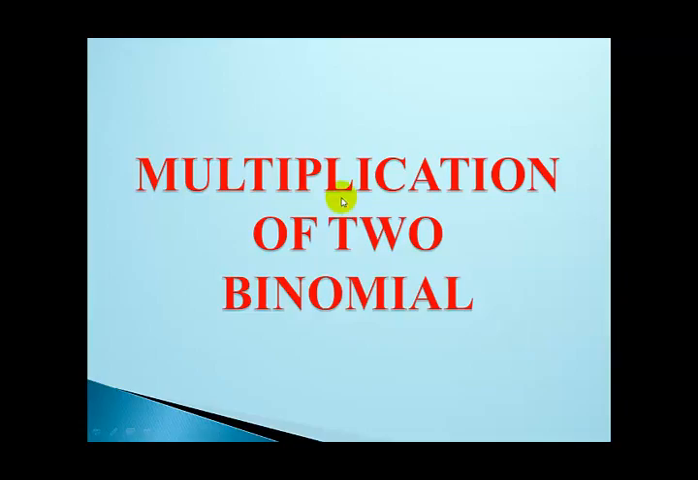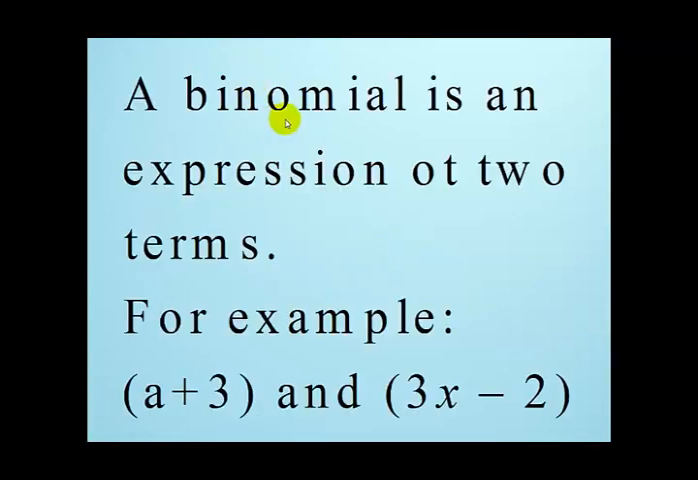This is an audio-visual presentation on multiplication of two binomials. A binomial is an expression of two terms. For example, a plus 3 and 3x minus 2. These are all binomials because with a plus 3, a is a term and 3 is also a term. So these are two terms. Then with 3x minus 2, 3x is a term and 2 is also another term. So these are two binomials.